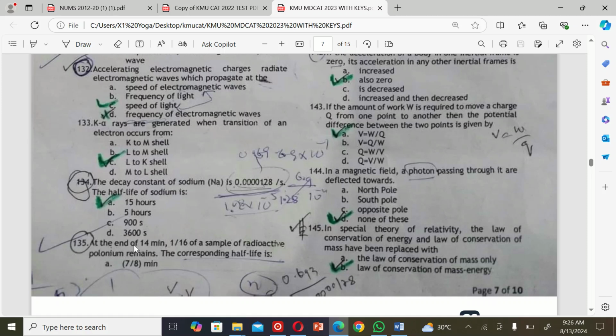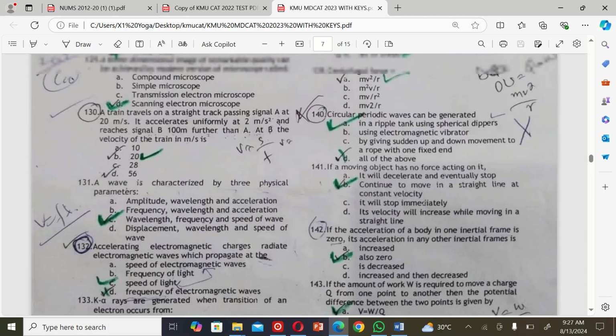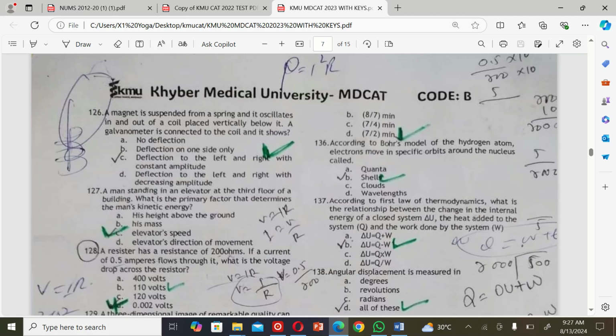The next MCQ is: at the end of 14 minutes, 1 over 16 of a sample of radioactive polonium remains. The corresponding half-life is A. 1 over 7 minutes, B. 8 over 7 minutes, C. 7 over 7 minutes, and D. 7 over 2 minutes. So the correct option is D.